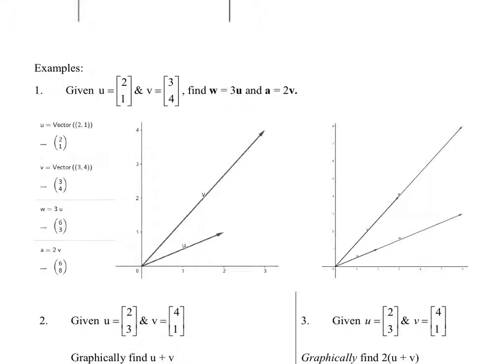So 3 times u gives you (6, 3). That's a scalar multiple of u. And then 2v, a scalar multiple of v, gives you (6, 8). And you can see the size relationship has changed. One is double the length of the other, and one is triple the length of the other.